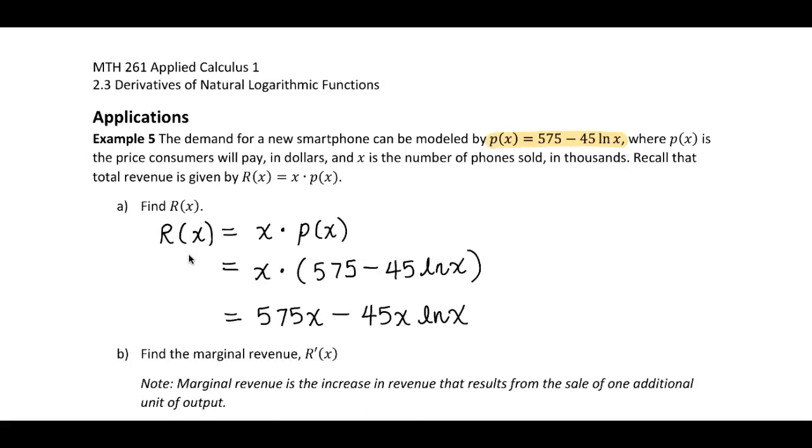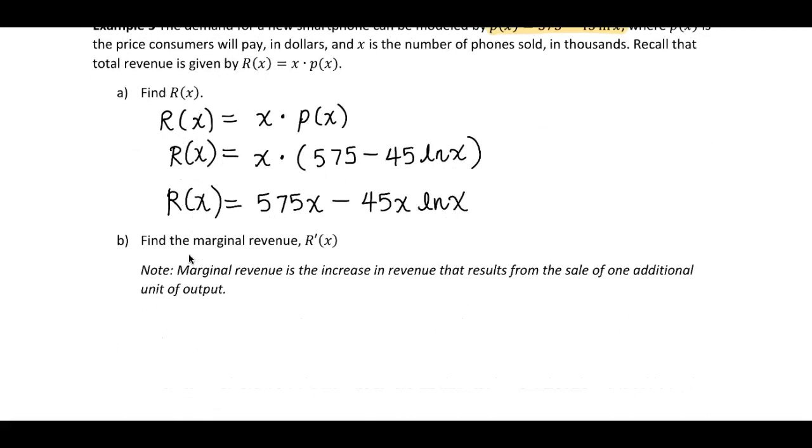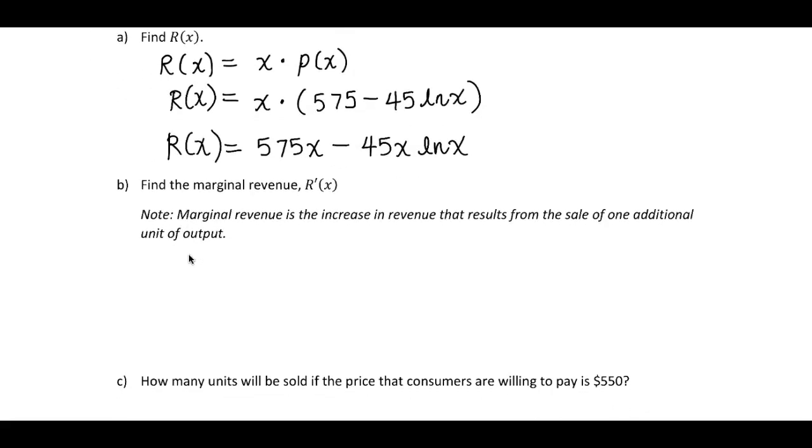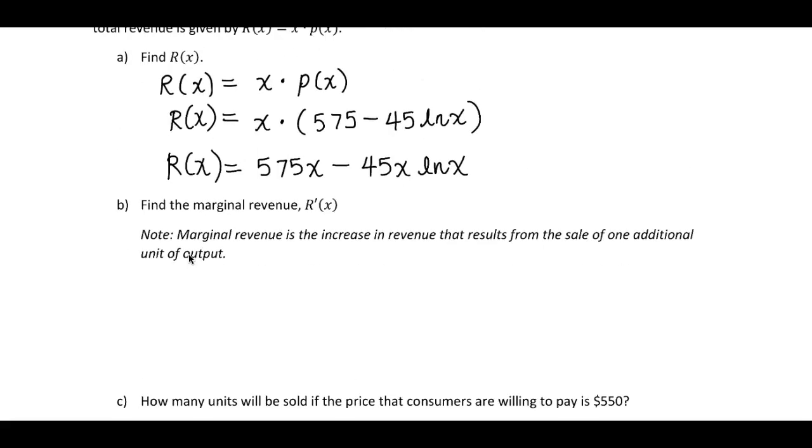All right, so what do they want this time? Let me go ahead and put the R of x everywhere. So find the marginal revenue R prime of x. Now we have to take the derivative of this. Both this equation and that equation are fine. I wonder how our book did it. But we need to just find the derivative of this. Note, marginal revenue is the increase in revenue that results from the sale of one additional unit of output. So we can find the derivative for them and we can probably answer these application problems.